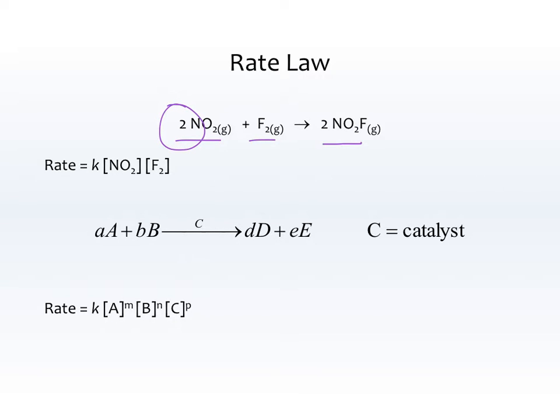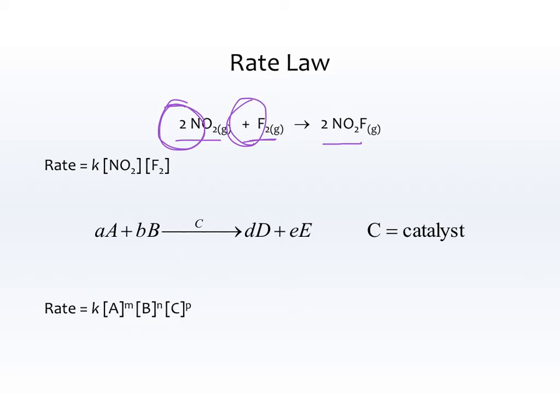But the rate is also proportional to the concentration of fluorine. So if we were to double fluorine, we're also going to double how quickly the reaction happens, say how quickly the product is produced. Even though there's only a 1 in front of the fluorine and there's a 2 in front of the NO2, doubling either one of them will make the product form twice as quickly. And so that seems kind of weird.